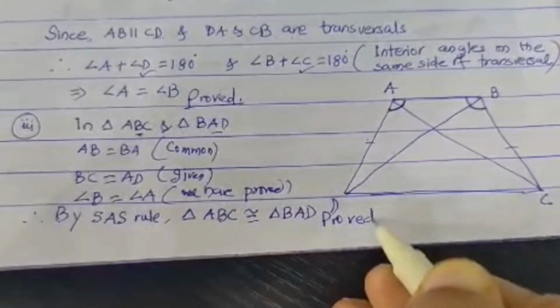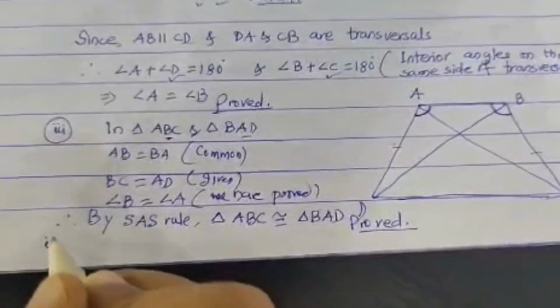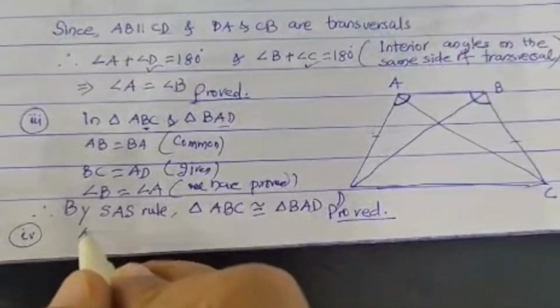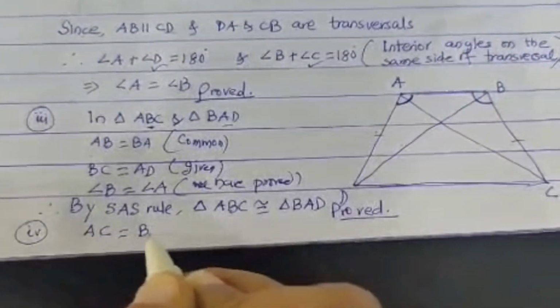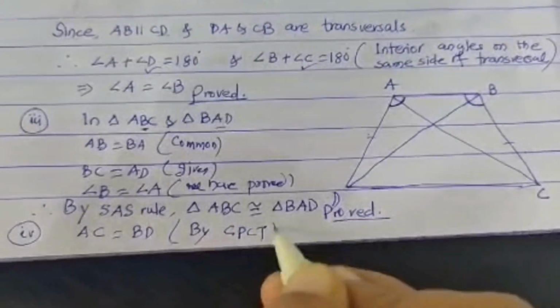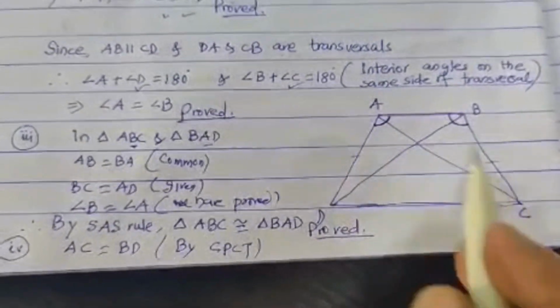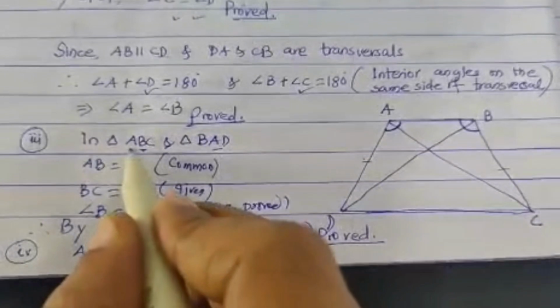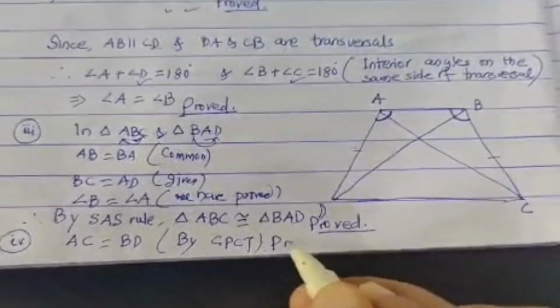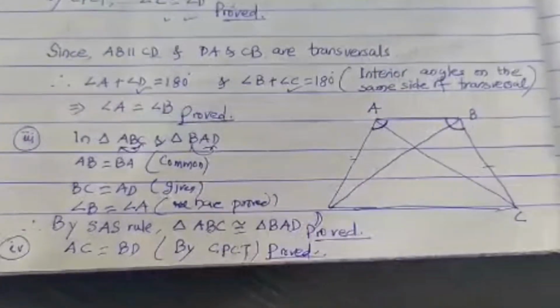This is proved. Now the fourth part is AC equals BD. We can directly say that AC equals BD by CPCT, because AC belongs to this triangle ABC and BD belongs to this triangle. So this is also proved.